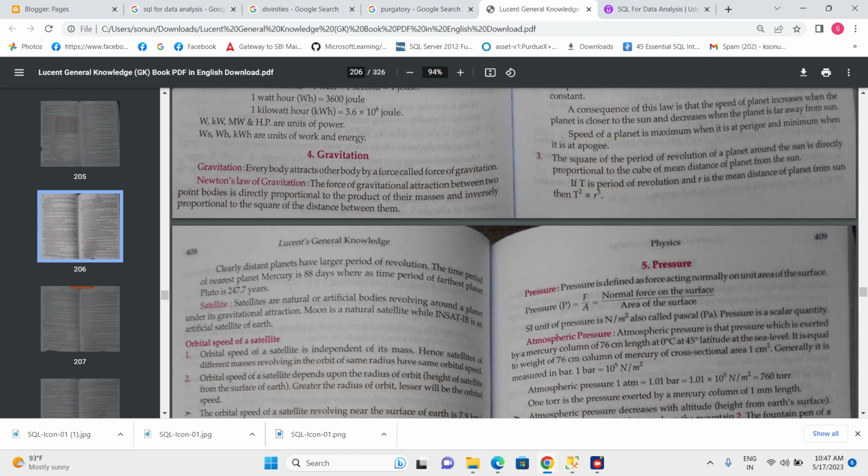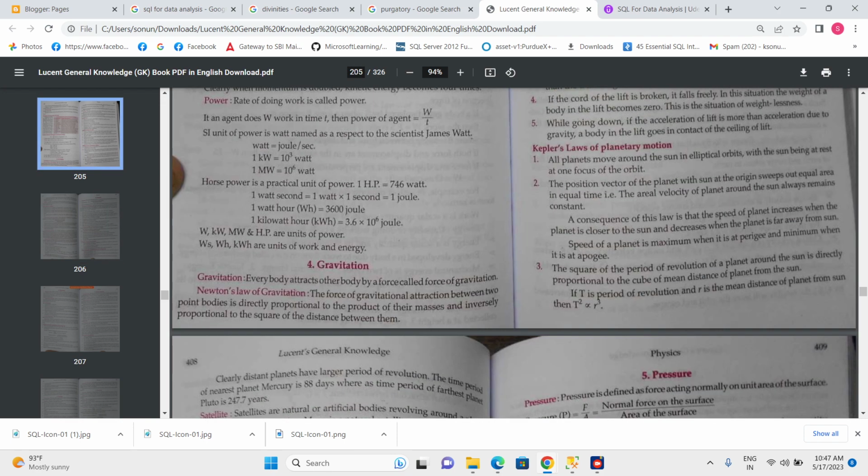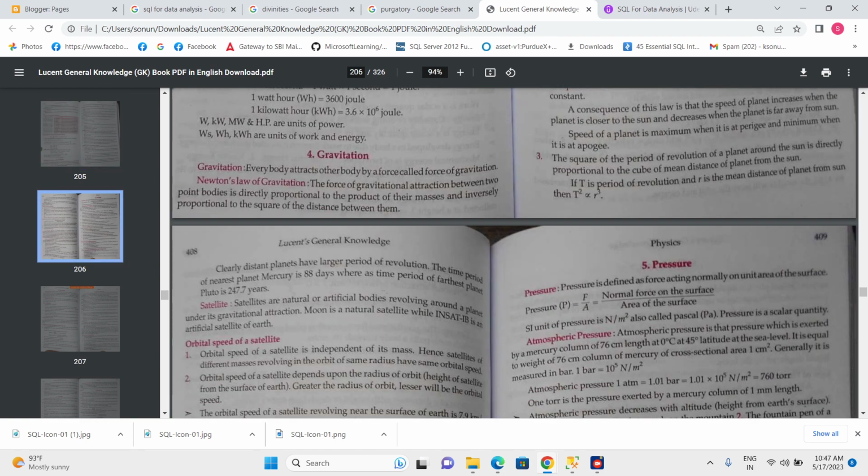So this is all about Kepler's law of planetary motion. In the next video I will explain about satellites.